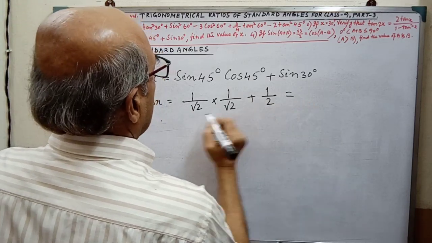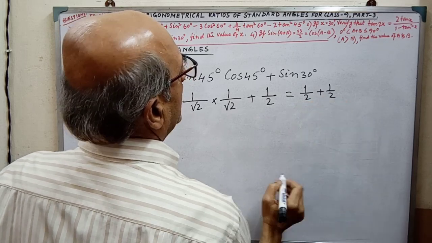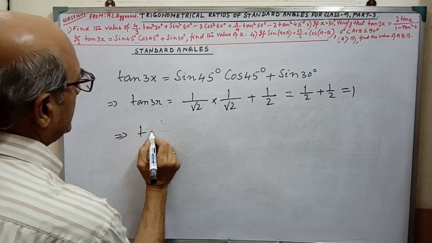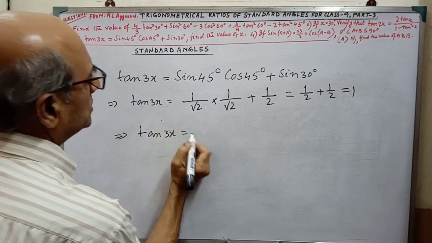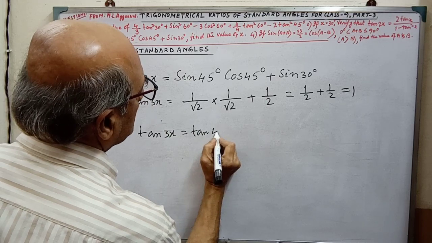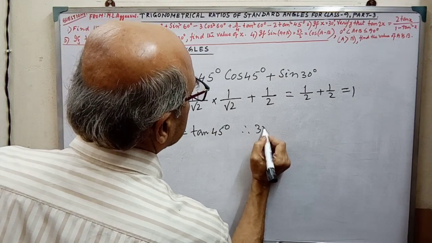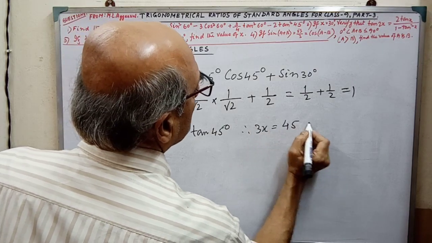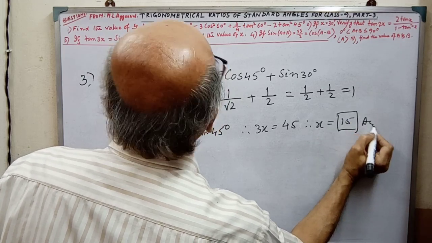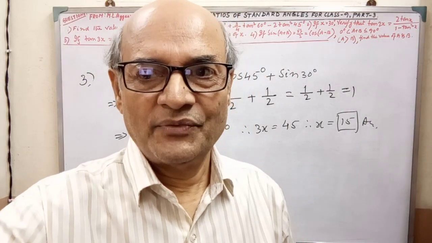So this into this, that is half plus half, that is equal to 1. So tan 3x equal to tan 45, that is 1. In place of 1 we may write tan 45 degree. Tan will be cancelled. Therefore 3x equal to 45 degree. Therefore x equal to 15. The value of x is 15. I think it is clear. Very simple. Just you have to remember the formula.